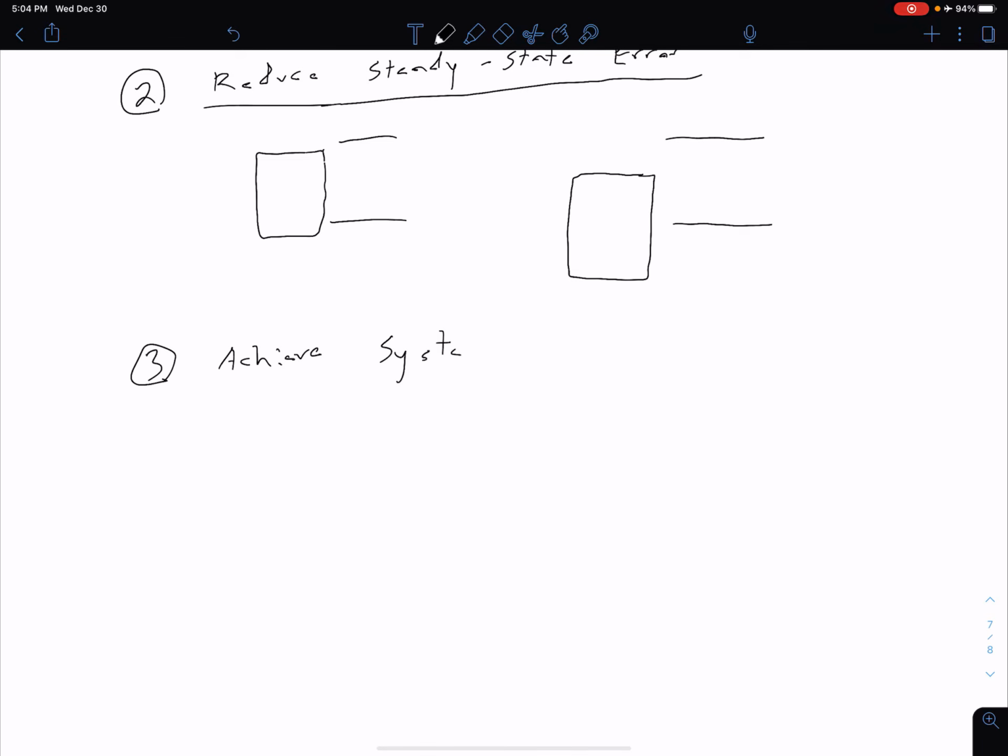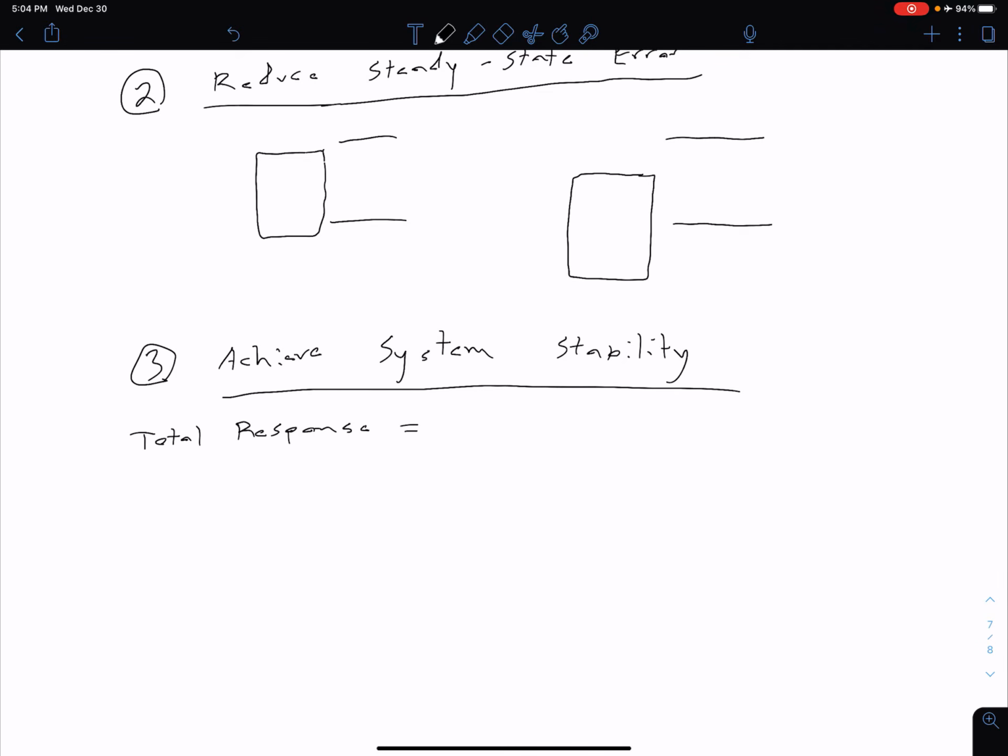That should sound pretty obvious. Of course we want our system to be stable. We're going to come back and define this in a little more detail later on. But in general, we can say that for a system, we have some total response, which is comprised of a natural response and a forced response. So we have some natural response, which is being added to some forced response.